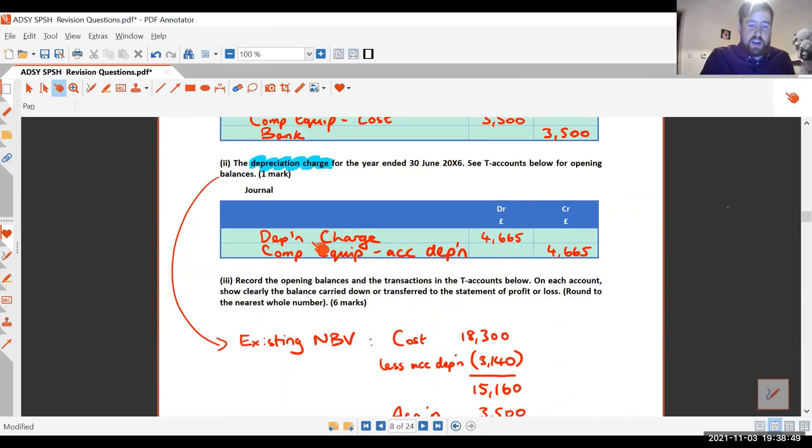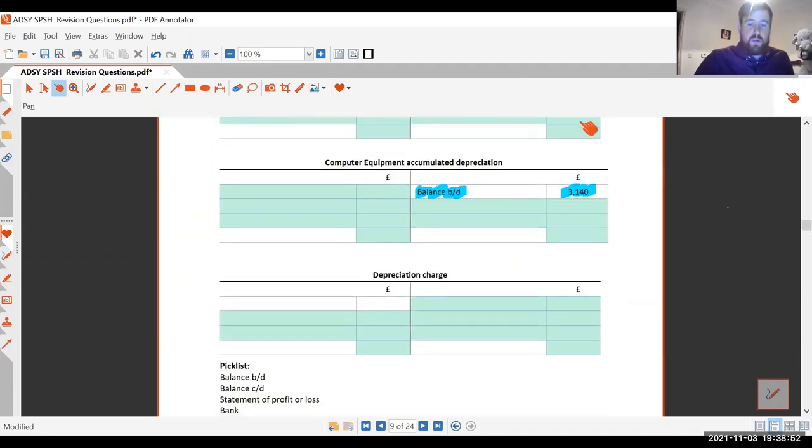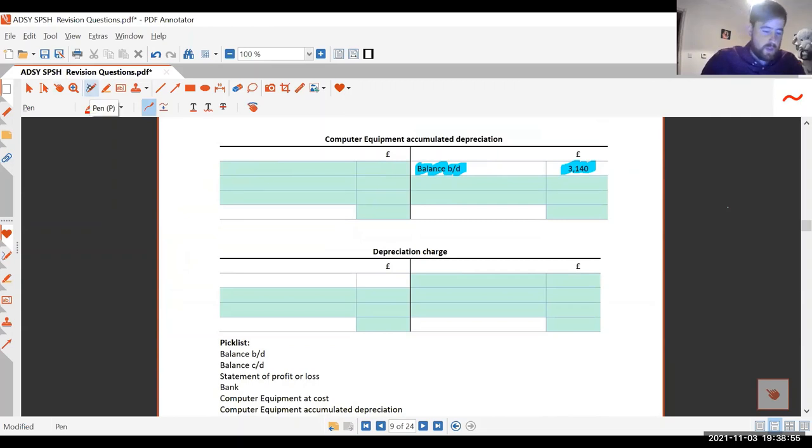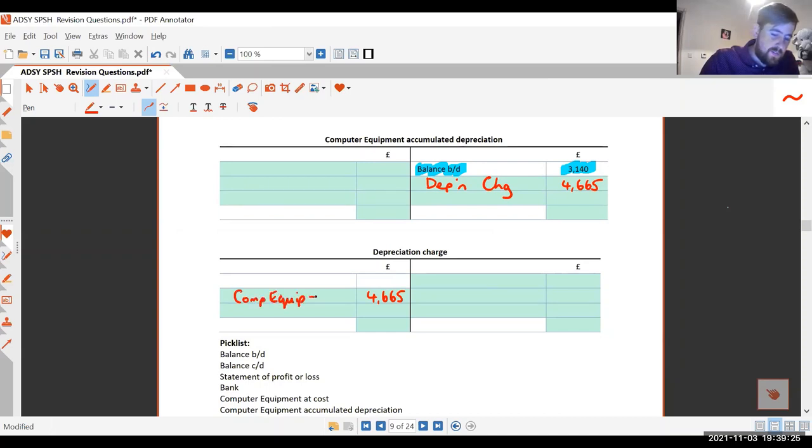We're just bringing in that depreciation charge. So over here in our depreciation code, we need to bring in 4665 as our debit entry. And it was crediting the accumulated depreciation code. Again, remember the descriptions here. It's the opposite side of the transaction that you write down as your description. So it's going to be a depreciation charge here and computer equipment accumulated depreciation for the other side there.